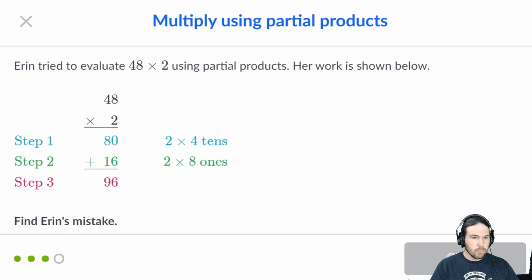Aaron tried to evaluate 48 times 2 using partial products. Her work is shown below. Okay. So step 1, she did 2 times 4 10s. All right, well, that would be 80. And then she did 2 times 8 1s and got 16. So when she added those together, she got 96. Now, if I was giving this problem to a group of students, I would stall. I would give them a chance to take a look.